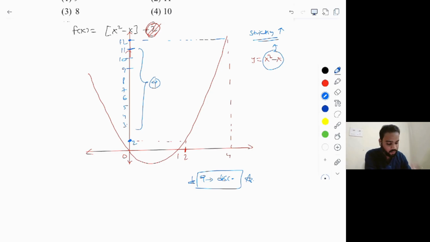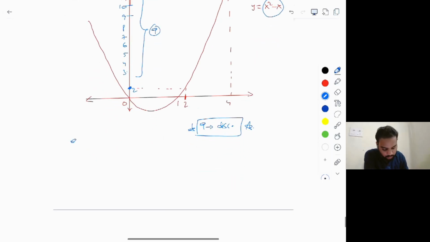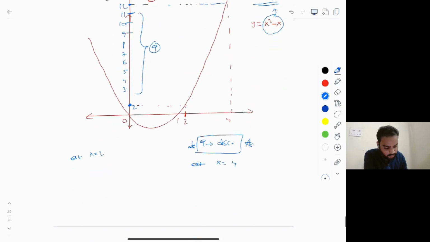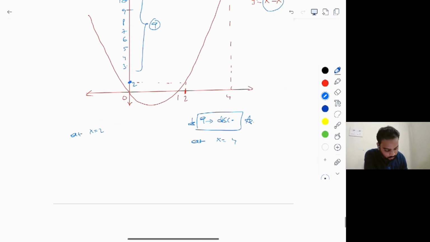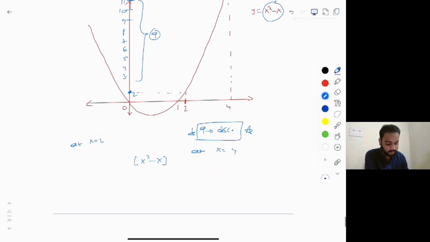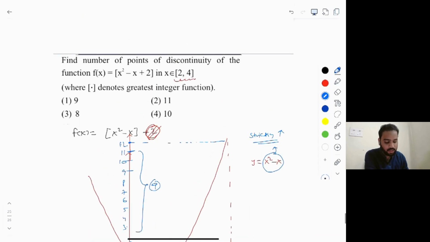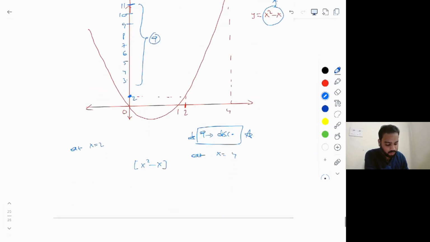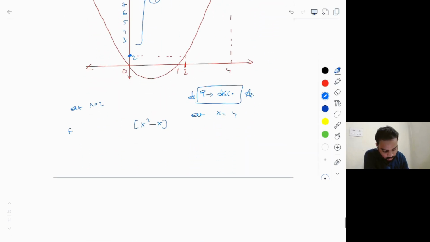But you still need to check x equals 2 and x equals 4. Okay, so here you have to be careful. And what is the function that you are taking? f of x is equal to step of x square minus x, because I ignored that value plus 2, right? Because it is a constant function. Now, since 2 is the left extreme of the domain, you need to check for only the right continuity, that is f of 2 value and also f of 2 plus value.